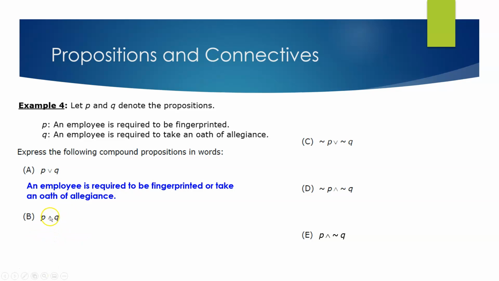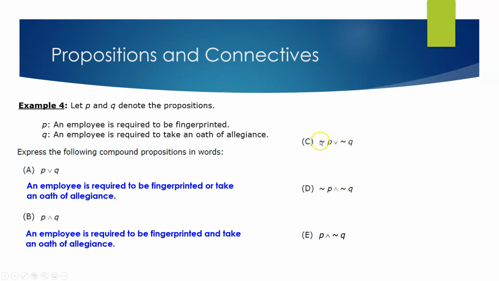This is an and symbol in logic, and therefore this means that an employee is required to be fingerprinted and take an oath of allegiance, so both. This or statement up here can also mean that both may have to be done as well, but it really depends on the circumstances. The symbol for or but not both doesn't get used very frequently, so it's something you don't have to necessarily be overly concerned about in the long run.